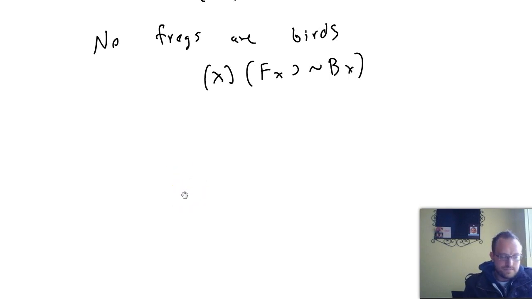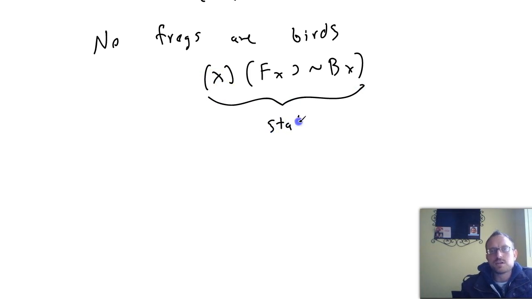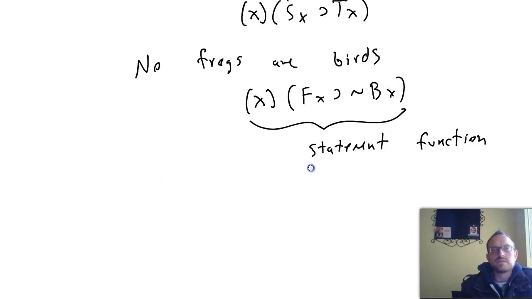Oh, and I should mention, what is this whole thing called? This is actually referred to here as a statement function. So in the forthcoming videos, if I refer to a statement function, that's what this thing is. Now, let me go through and explain here, because I did talk about the variables, and I want to give you a little bit more vocabulary.